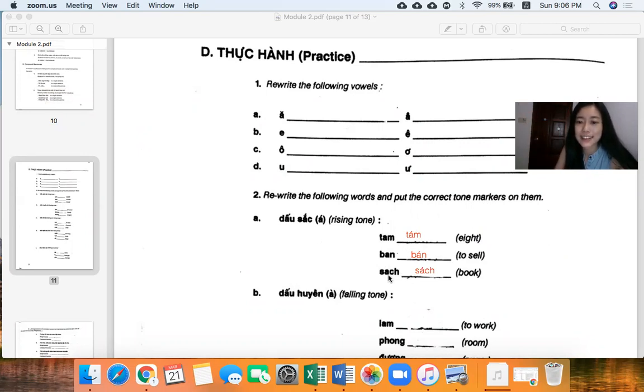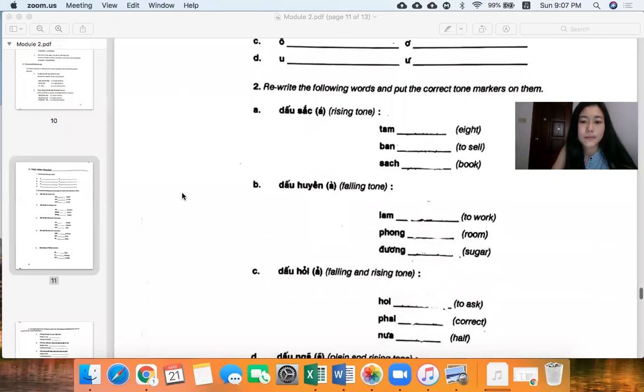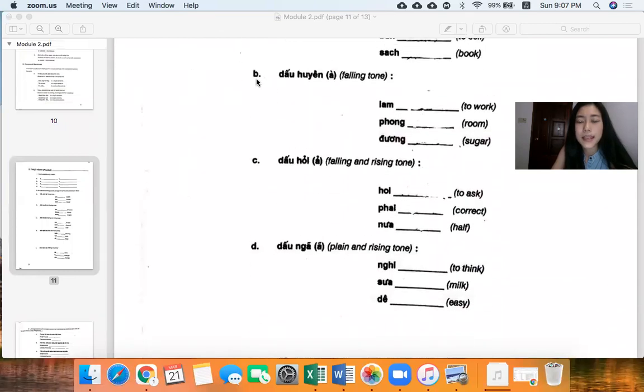This word we cannot pronounce. It doesn't exist in Vietnamese. Sách. B. Dấu huyền. À. Falling tone. Làm, phòng, đường.